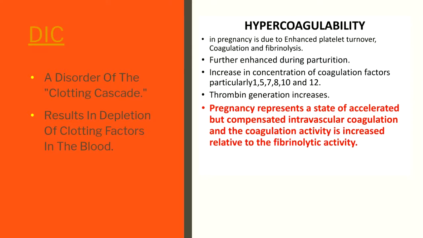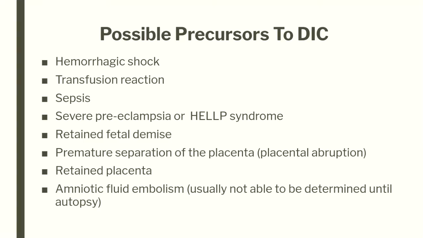You can read through this. Hypercoagulability is going to happen as a result of DIC. Okay. Pregnancy presents a state of accelerated but compensated intravascular coagulation. Okay, but in DIC, these are certain risk factors: from sepsis, from severe preeclampsia, HELLP syndrome, where a lot of my clotting factors were already used. Retained fetal demise is another big thing that can predispose someone for DIC.